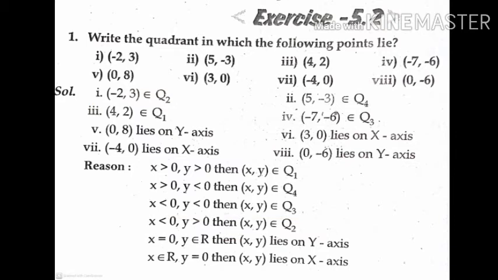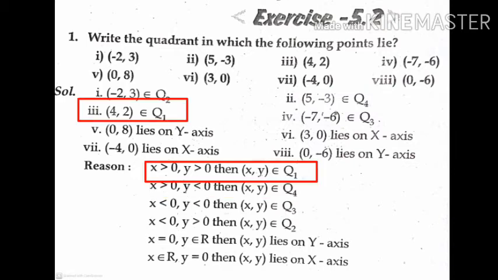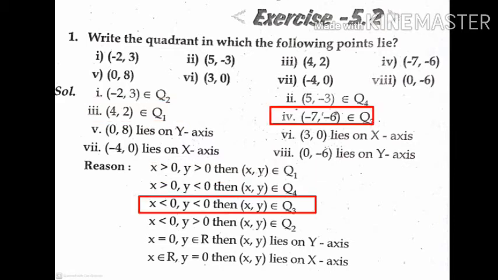Second question, (5, -3). It belongs to quadrant 4 because 5 is positive and -3 is negative. Third question, (4, 2). It belongs to quadrant 1 because 4 and 2 are both positive. Fourth question, (-7, -6). Solution: it belongs to quadrant 3 because x and y are both negative.